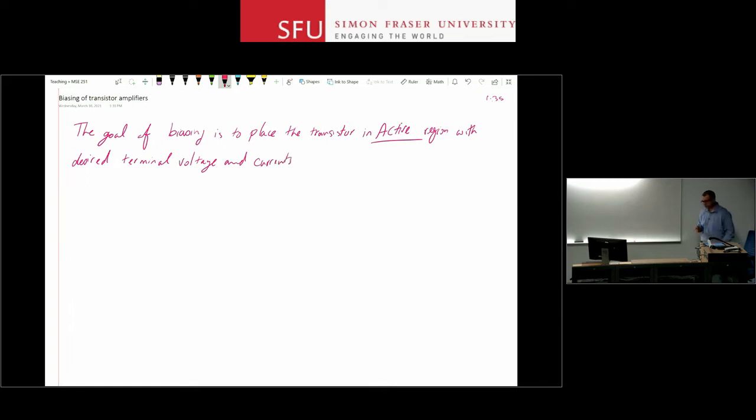Right? So you want to make sure that the device is in active region, and you also want to make sure that you have the desired value for the collector or drain terminal. Okay, so let's start. I'm going to talk about BJTs again.